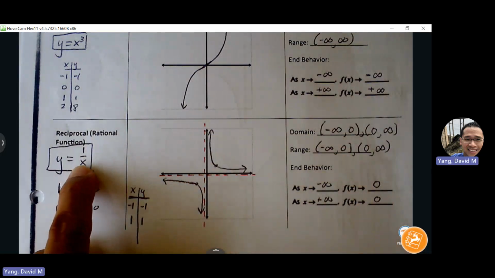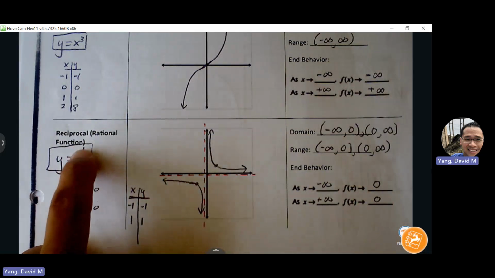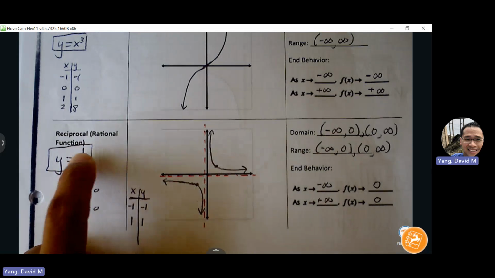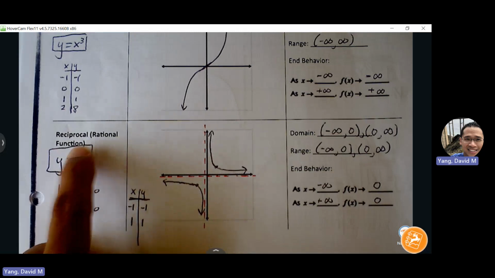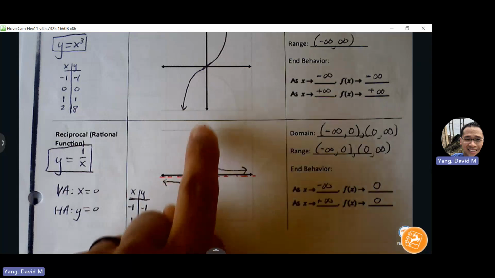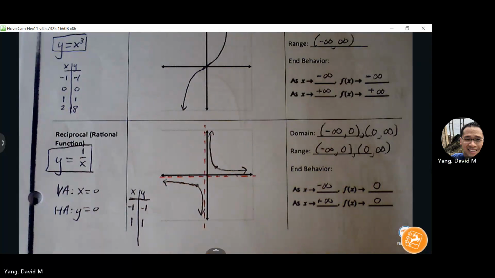And if I want to find my horizontal asymptote, I compare degrees, right? So the numerator degree is 0. The degree in the denominator is 1. Degree 1 is a higher degree than the numerator. In that case, my horizontal asymptote is always going to be 0. So I have 2 asymptotes along the axes, both axes.